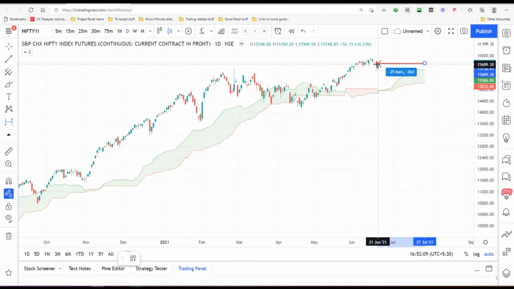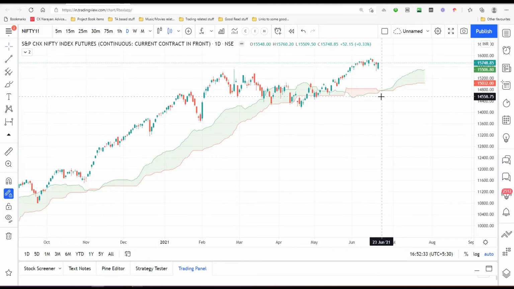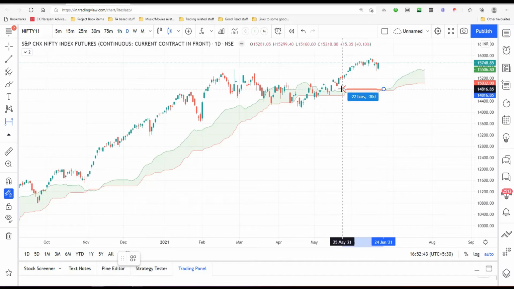So wherever the Kumo twist occurs, the signal in the price is actually occurring 26 days behind. So in some of the softwares, you will have to count back 26. In TradingView, you will have to count back 25. So if you take this Kumo twist here, what you'll have to do is take your time measure from there and then go back 25 bars.